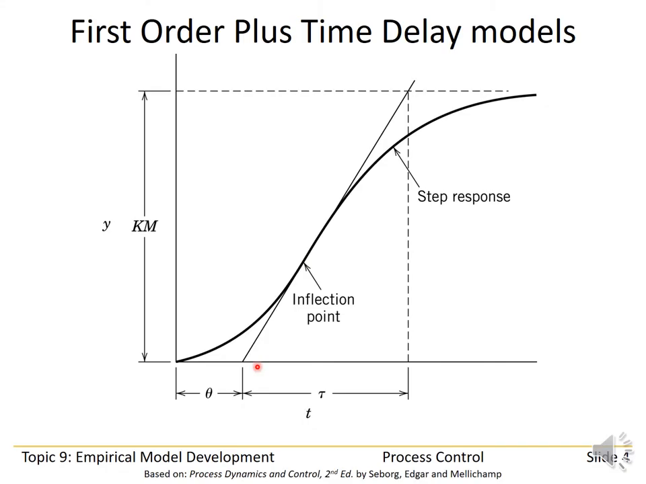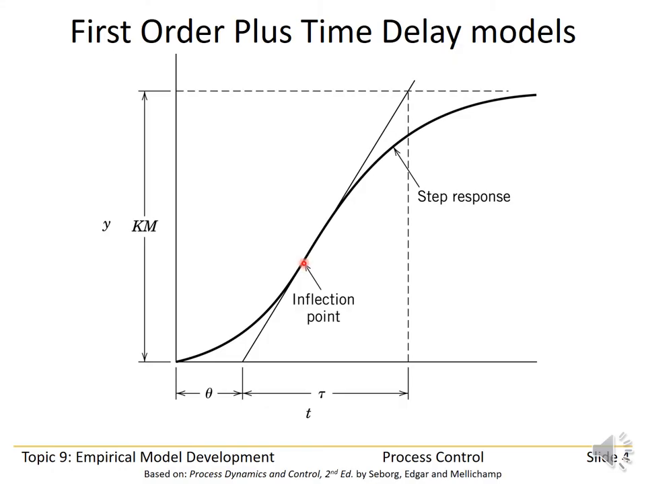Then, to determine tau and theta, it's suggested that we look at this curve and locate the inflection point. The inflection point is the point where the second derivative is equal to 0. That means the slope changes from increasing to decreasing. Over here in this part of the curve, you can see the slope is clearly increasing. Over here in this part of the curve, you can see that the slope is clearly decreasing. There must be a point on the curve somewhere between here and here where the rate of change of the slope is 0. And that's indicated here. That's the inflection point. The second derivative, the rate of change of the slope, is equal to 0.